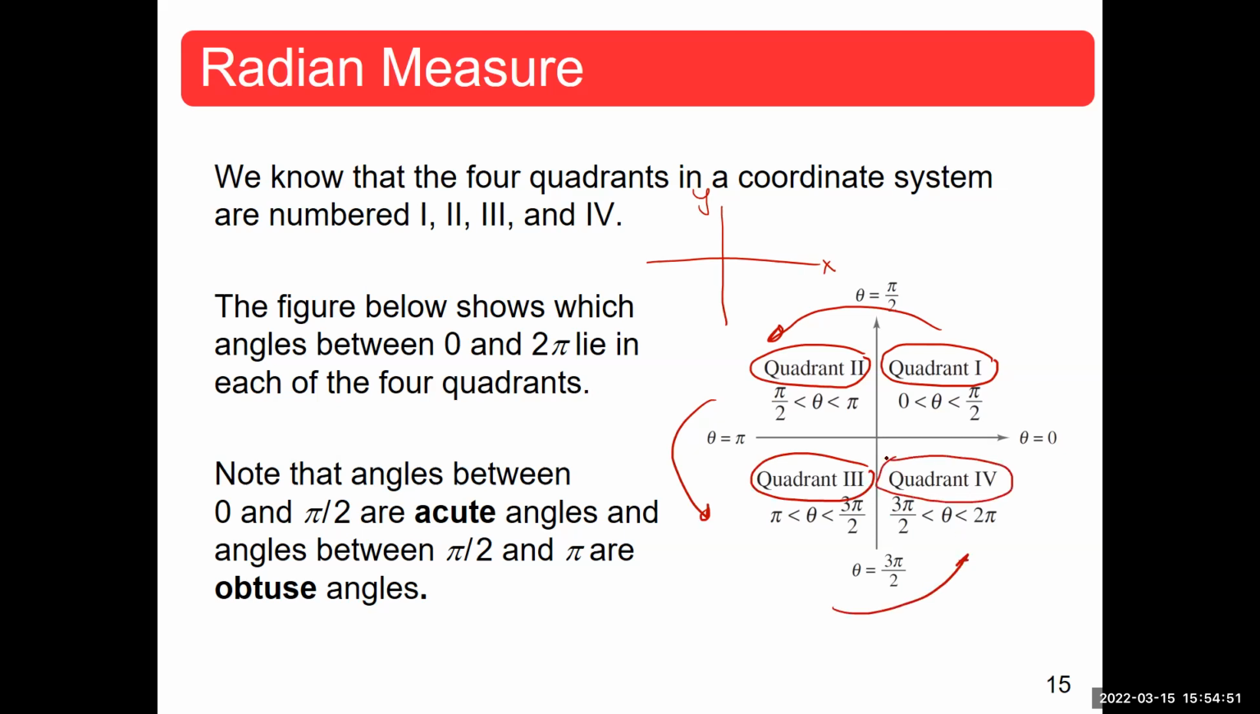We're going to learn, sometimes I give you an angle and you need to figure out what quadrant that angle is in. How would you know? If the angle is between 0 and pi over 2, that's quadrant 1. Between pi over 2 and pi, quadrant 2. Between pi and 3 pi over 2, quadrant 3. 3 pi over 2 to 2 pi, that's quadrant 4. That's the way you figure out the quadrant.